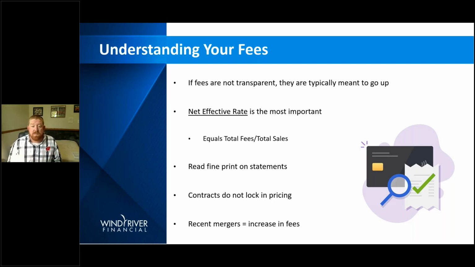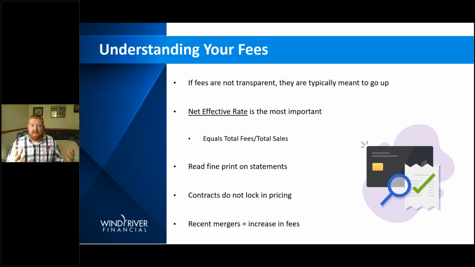And then again, recent mergers. If you've noticed the name of your processor changing or got notification that your processor has been acquired or merging, I'd say that's a red flag that your fees are going to change. In every merger that we've seen in my time, 8 years, anytime there's a merger, fees are going to go up. We've seen that with TSYS and Heartland through the Global Payments acquisition, with First Data, WorldPay.